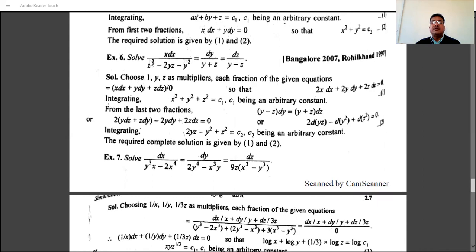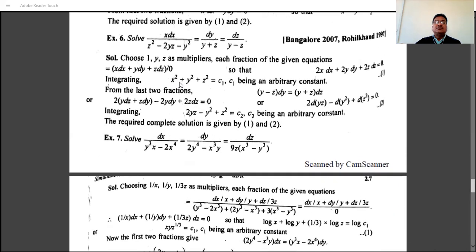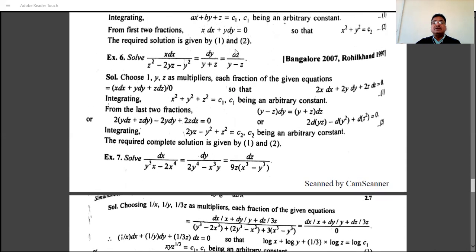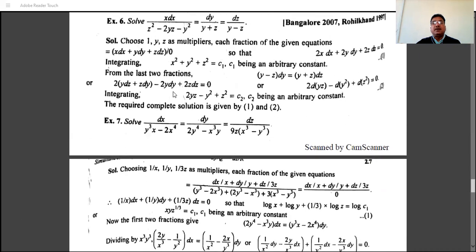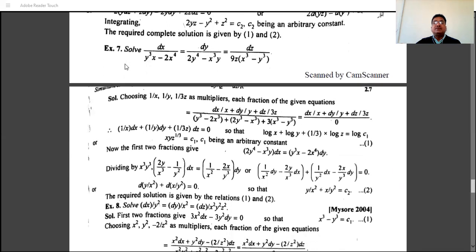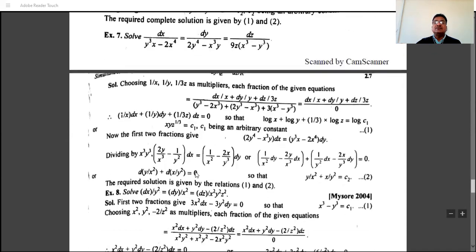Then this is problem number 6: choose multipliers 1, y, z, and we have the answer. And from the last two fractions, because x is absent in the last two fractions, after integration we have this as the answer. Next, problem number 7: the multipliers are 1 by x, 1 by y, and 1 by 3z. So usually the multipliers are what? x, y, z, 1 by x, 1 by y, 1 by z. So these are the multipliers.